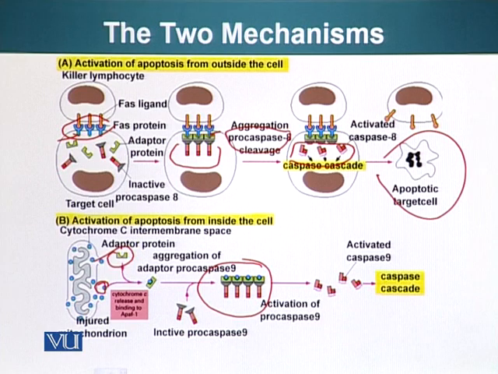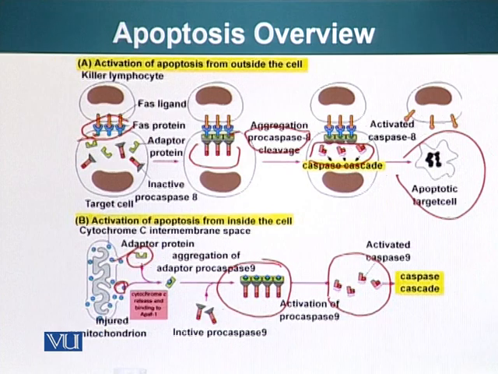These proteins are also mildly proteolytic. When they accumulate, they cleave each other off, and we have activated caspase 9, which can again result in apoptosis. So now let's look at the caspase cascade, how that works.